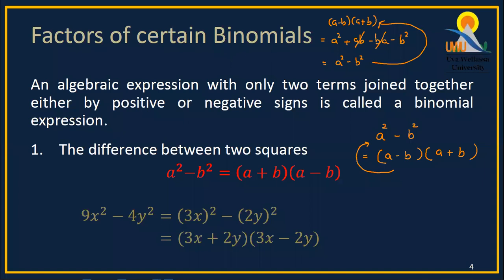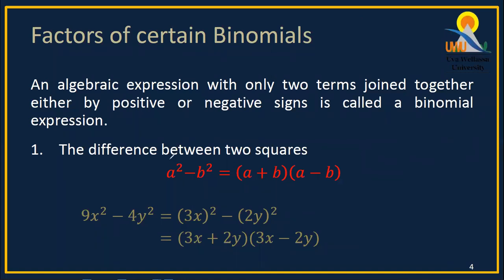Now we will look at an example related to obtaining factors for difference between two squared terms. Here you can see that first of all, we will obtain this 9x squared minus 4y squared. Here we are having 9x squared minus 4y squared.